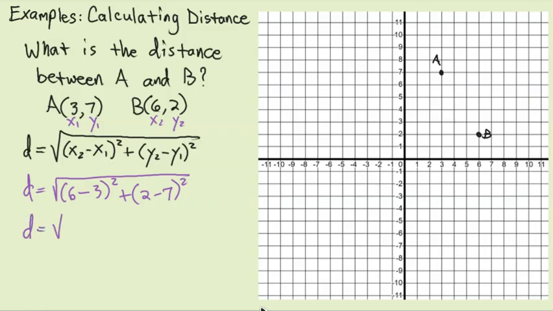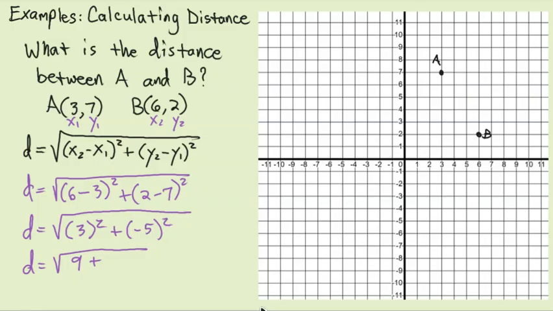So here's what I recommend. I recommend that you leave the square root alone and do 6 minus 3. 6 minus 3 is 3, and we'll leave it in parentheses, 3 squared, plus. Then 2 minus 7 is negative 5. Negative 5 squared. Now we'll do distance is equal to the square root of, well, what's 3 squared? Well, 3 times 3 is 9. 9 plus, what's negative 5 squared?